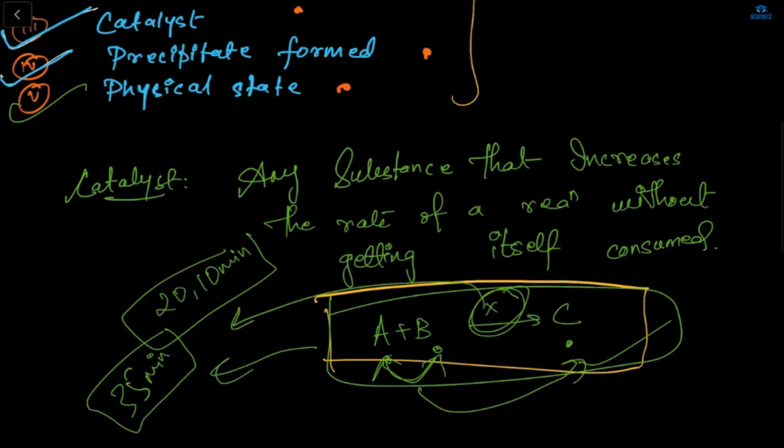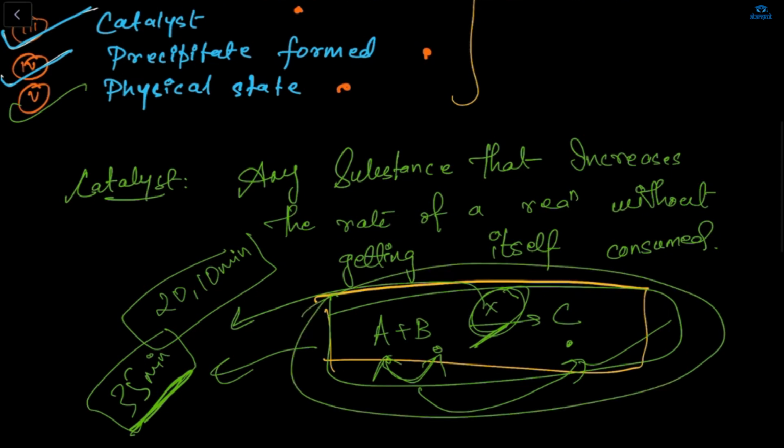But if we do not use a catalyst, then it may take more time to produce a product. Now, is it clear what a catalyst is? What is the use of a catalyst? It increases the rate of reaction without getting itself consumed. It is not consumed itself, but it increases the rate of this reaction, A B plus A B, which gives a C. Means the product that is being formed, it is formed in a very short time.